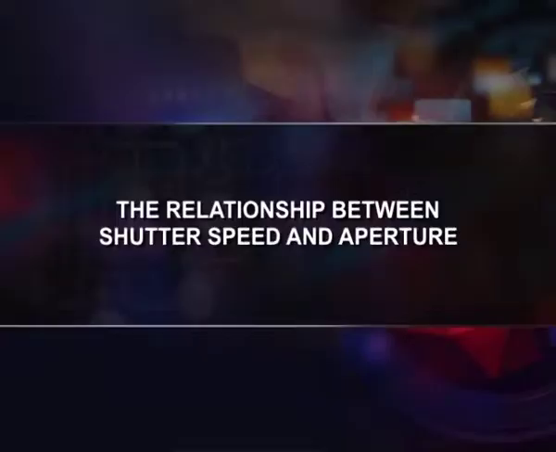Fast moving objects will need a faster shutter speed, around 1/1000 of a second or higher, in order to freeze the subject in action. The relationship between shutter speed and aperture. Shutter speed and aperture control the light that enters the camera. While shutter speed determines how long the image sensor is exposed to light, the aperture determines how much light is let into the image sensor.